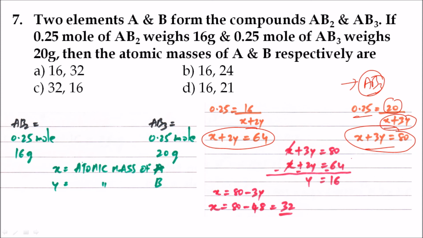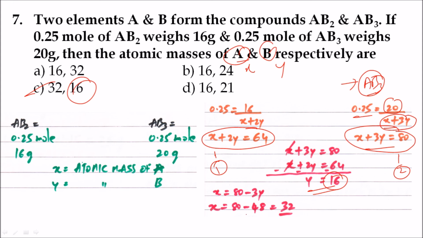So what I have done here is taken equation 2 minus equation 1. So x cancels, and then y is equal to 16, you got, right? If y is equal to 16, based on this only you can get the answer. They're asking the atomic mass of A and B. A I have taken as x and B as y, right? So y is 16. You can see only one option in which y is 16, so you can select the answer as 32 and 16.